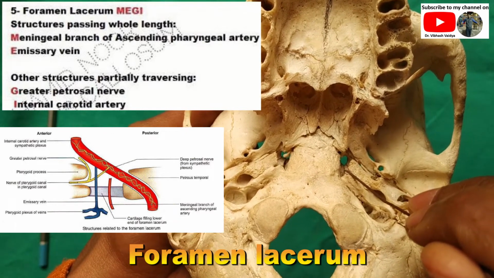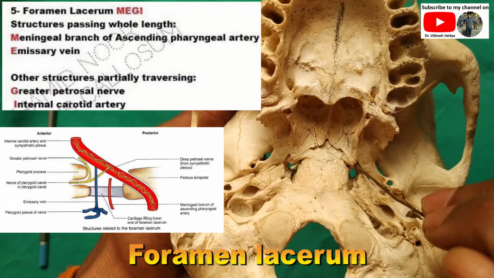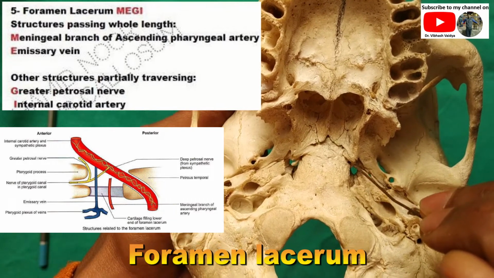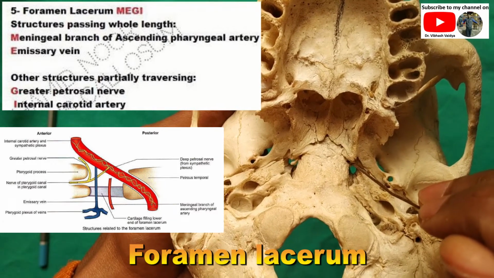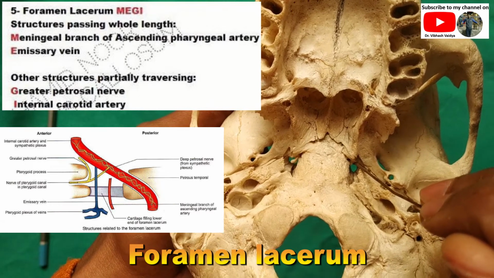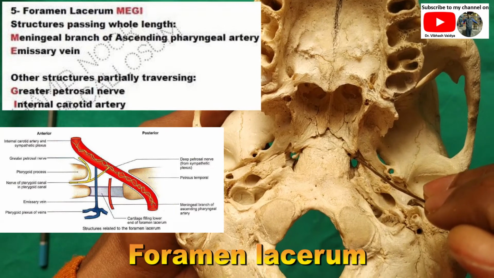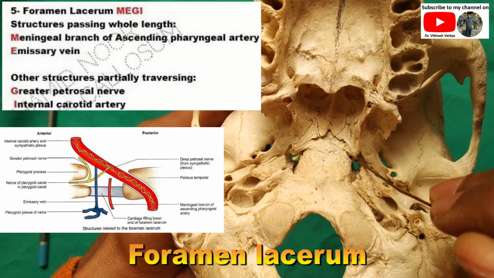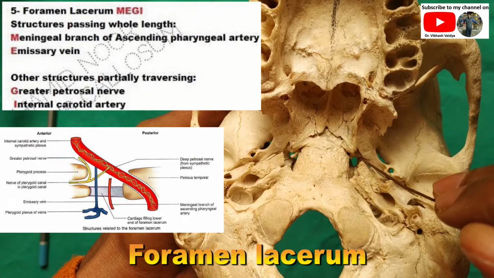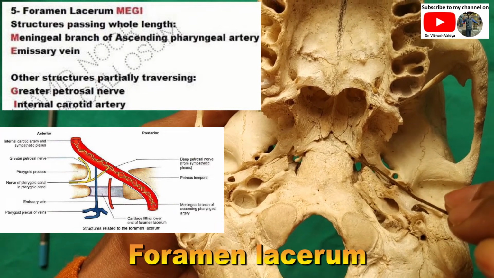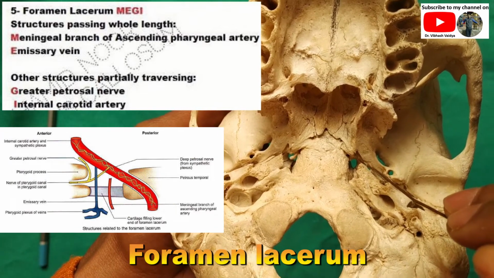In the anterior part of the foramen, the greater petrosal nerve unites with the deep petrosal nerve to form the nerve of the pterygoid canal or Vidian's nerve, which leaves the foramen by entering the pterygoid canal in the anterior wall of the foramen lacerum.